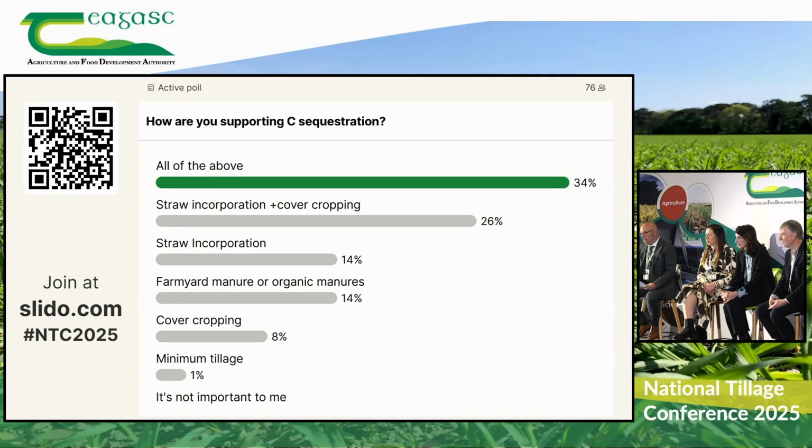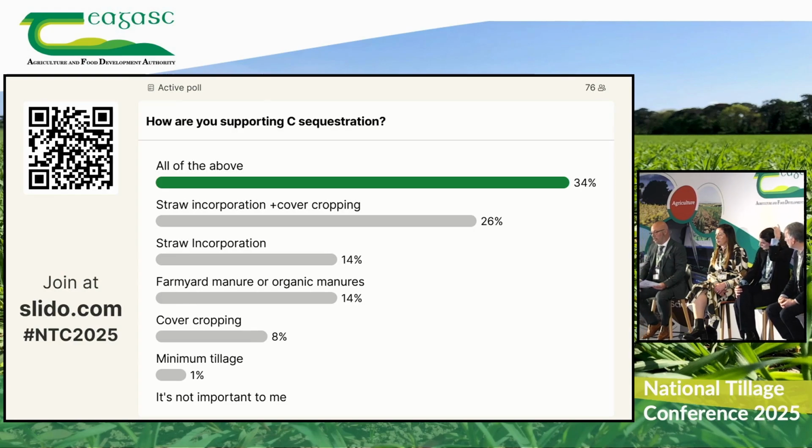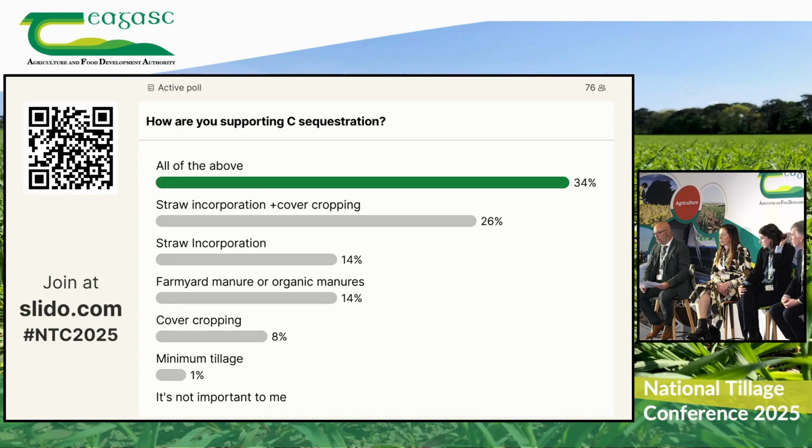There was a further poll about how people are supporting carbon sequestration. There were a range of options. You'll have seen them. A third of people said all of the options they were using to support carbon sequestration. A quarter using straw incorporation and cover cropping. 14% just straw incorporation. Another 14% using farmyard manure and organic manures. And 8% just cover cropping, and then 1% for minimum tillage. Don't forget that there was a third of people doing all of the above at the top. And I don't know whether it's just not appeared on the screen, but no one said it's not important to me.